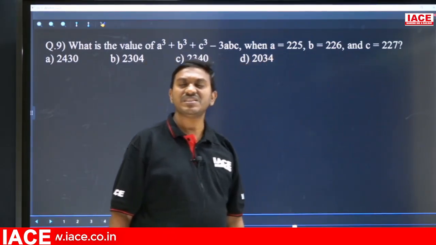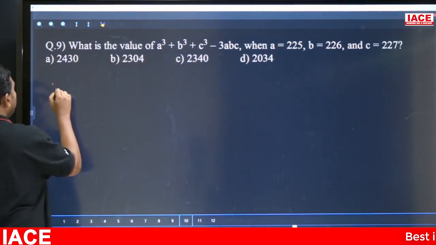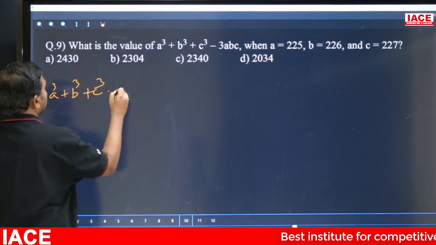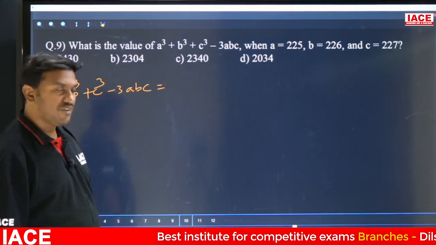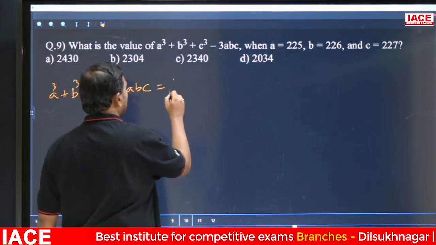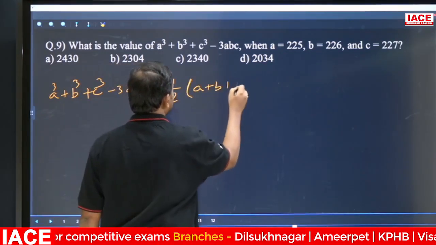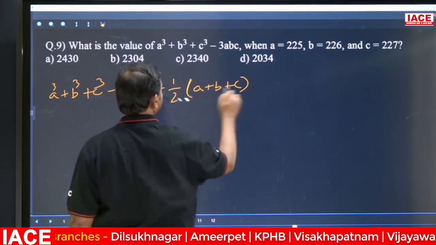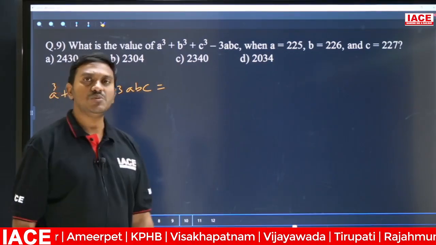Here A plus B plus C is not 0, means immediately then we have to write the formula. A cube plus B cube plus C cube minus 3ABC formula we have to write. What is the formula we discussed? Two formulas we discussed. So first we will learn, then we will go.